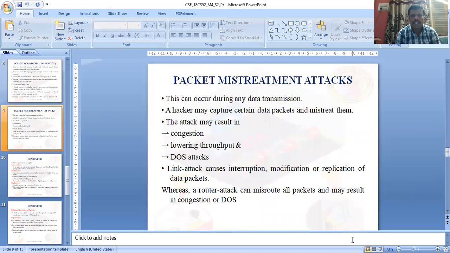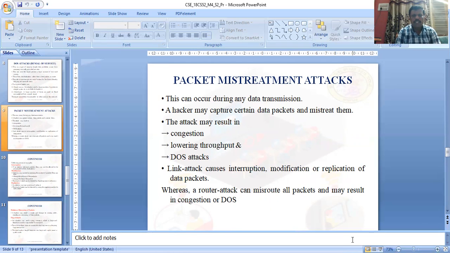Packet mistreatment attacks can occur during any data transmission. A hacker may capture certain data packets and mistreat them.